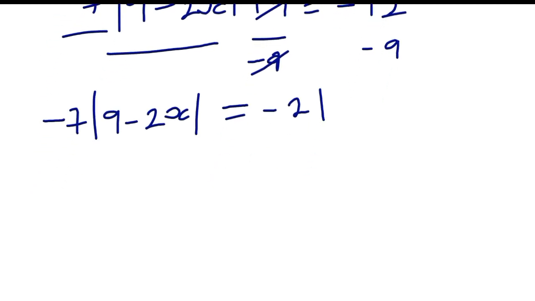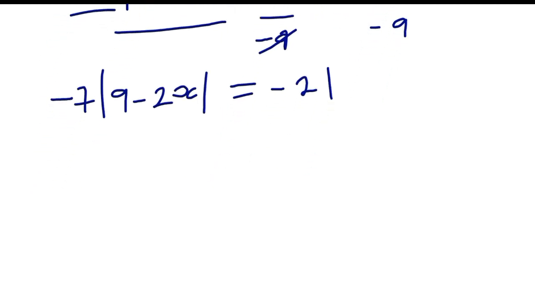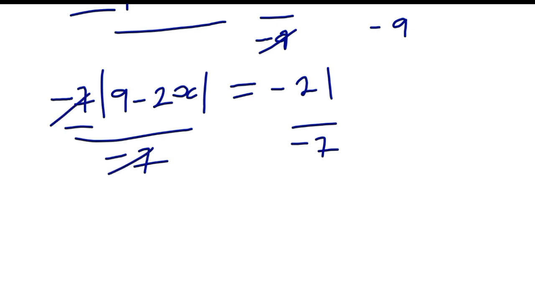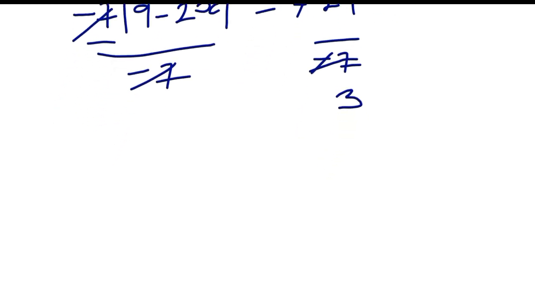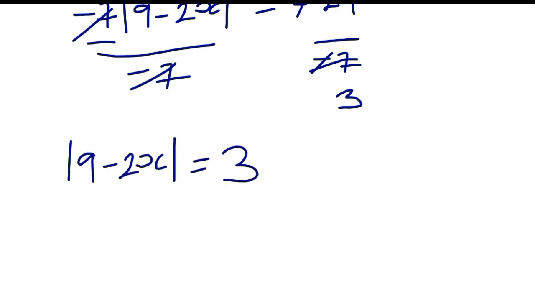So we're going to try getting rid of this minus 7 now. So what do we do? We divide both sides by minus 7. So this is going to cancel this, and the minus is going to cancel the minus, and we have 21 over 7, which is equal to 3. So now we have our absolute value fully isolated. So we have the absolute value of minus 2x is equal to 3.